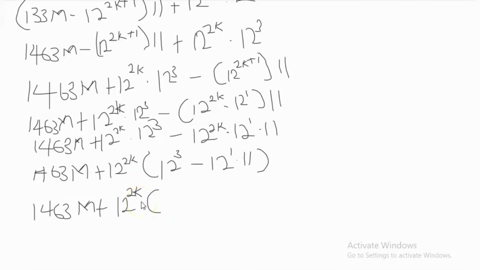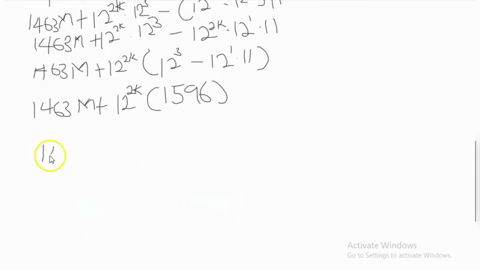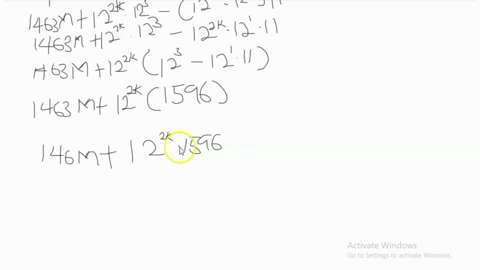Now we're going to work with what we have in the bracket. So 12 to the power of 3 is 1728 minus 12 to the power of 1, which is 12 multiplied by 11, and that would give 1596. So now we have this, okay? So this simply means 1463m plus 12 to the power of 2k multiplied by 1596. Now, it doesn't seem like there is any other thing that we can do.